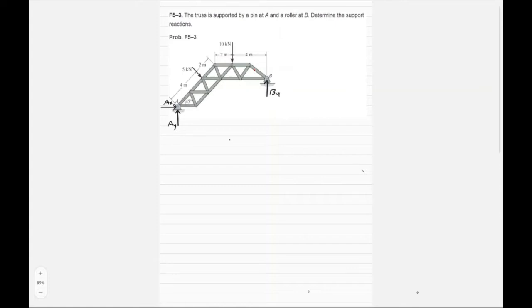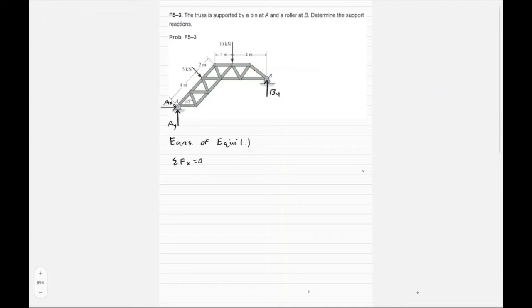So now that we've drawn out all of our reaction forces, we can start to create our equations of equilibrium. Perfect. So for the first equation of equilibrium, I'd like to start out with the sum of the forces in the x direction equals 0.